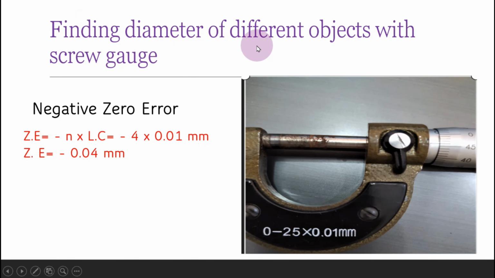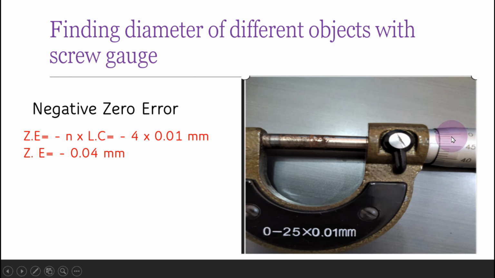Now, finding the diameter of different objects with the screw gauge. Suppose that we have this screw gauge and we want to find the diameter of different objects with its help. So the first step is to find the zero error. We see that when both the spindle and the anvil are in contact with each other, the 0 of the thimble scale is slightly above the datum line.